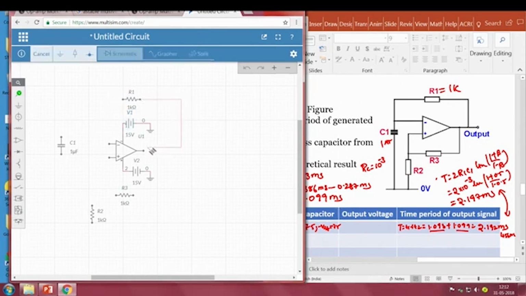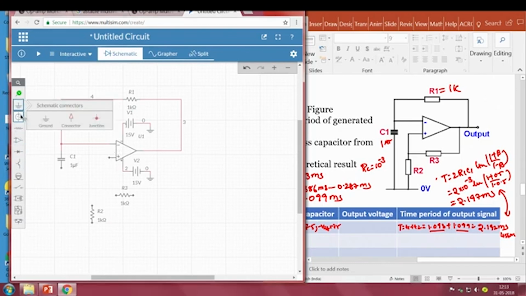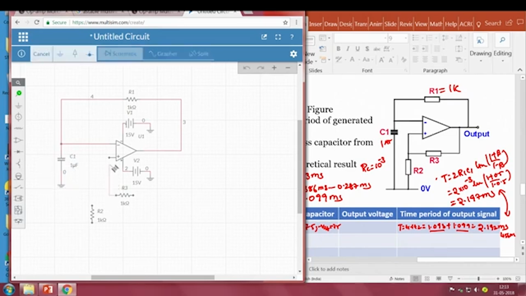So this has to be connected to this one, and this should be connected here, whereas the negative terminal of an op amp has to be connected here, so that the charging and discharging of the capacitor can be compared with our positive value. Then this will be ground, right.